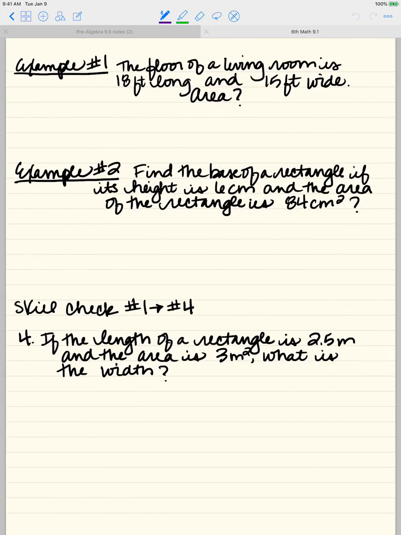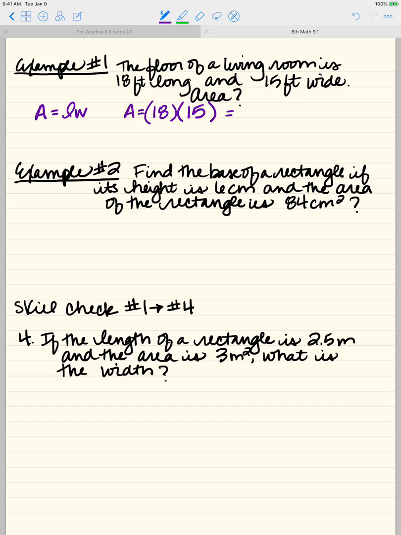Example number 1. The floor of a living room is 18 feet long and 15 feet wide. What is the area? And here is your opportunity to work out this example right along with me while I'm doing this. So the area is equal to the length times the width. Plug in what you know. A is equal to, what's our length? 18. What is our width? 15. Okay? A is equal to 18 times 15.